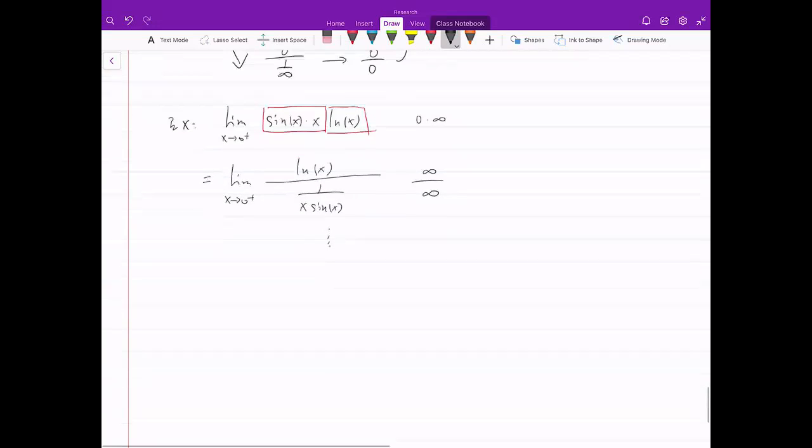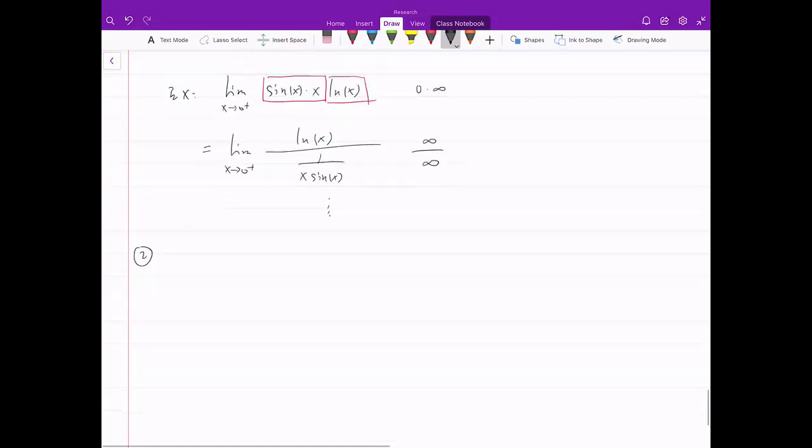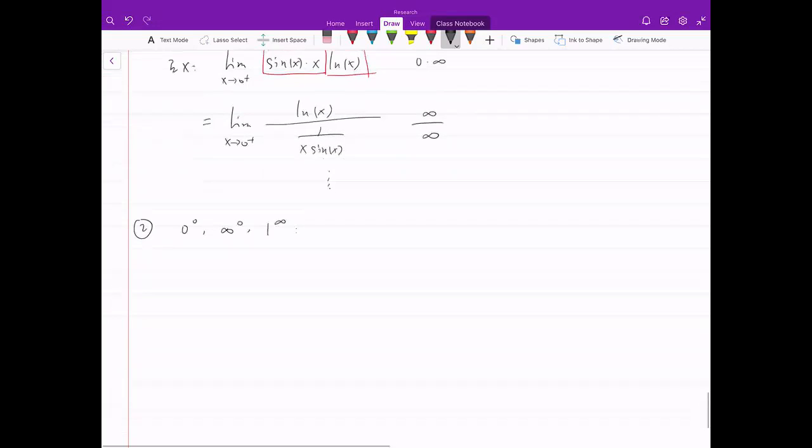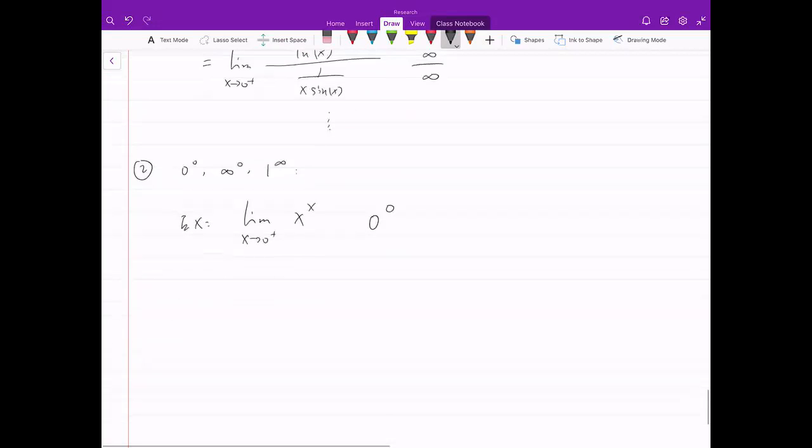Okay. So that's the first case. Second case and third case. Let's put all these cases together. Okay. Each one, I will give you an example. Or actually, let's just do the first example. Okay. This is the 0 to the 0 case.